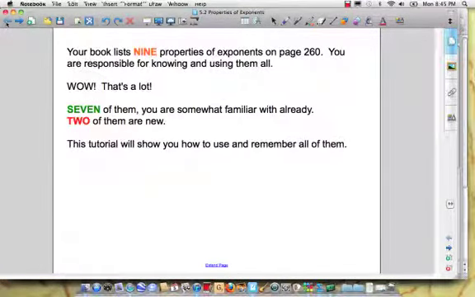This tutorial reviews the basic properties of exponents. This tutorial is going to be longer than some of them, so you might find it useful to watch it in separate segments. Anyway, the book goes through 9 different properties of exponents, and you need to know about all of them. So that's kind of a lot, so I'm going to try to break it down for you in a way that helps you to use and remember all 9 of them.